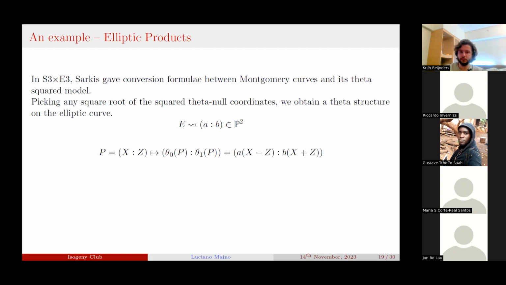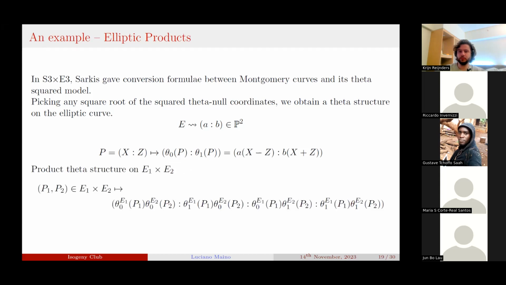And now I'm going to give you explicit equations. If we have a point P on E, in Montgomery coordinates x, z, then we can move it to theta coordinates in this way. Theta 0 of P will be equal to A times (x minus z), and theta 1 of P will be equal to B times (x plus z). So in this way, we have conversion formulae.